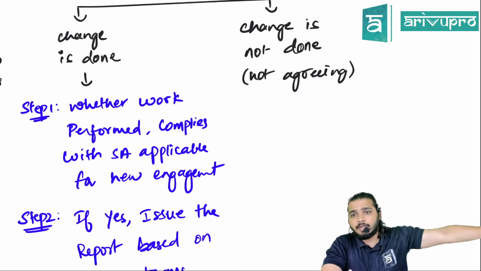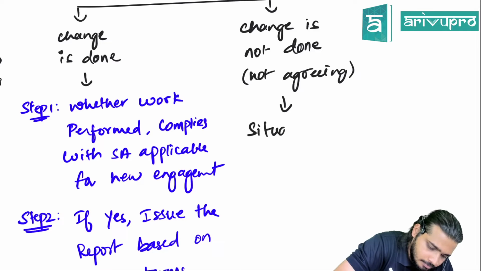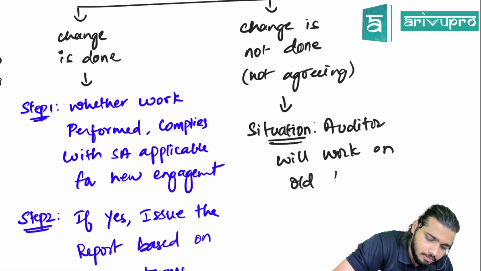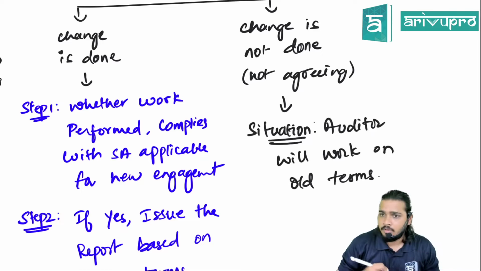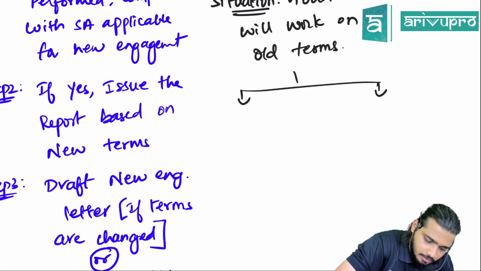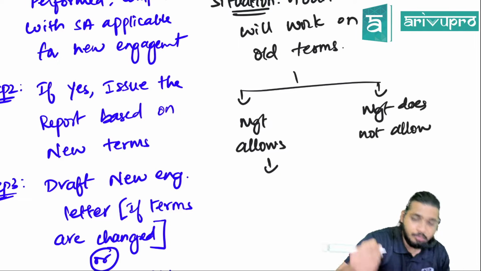Now I need support from the management. No, who gives me information? They are only not allowing me to work. Clear? So here, the situation: the auditor will work on old terms. Clear? Now here, management does not allow. If management allows, do we have any problem?